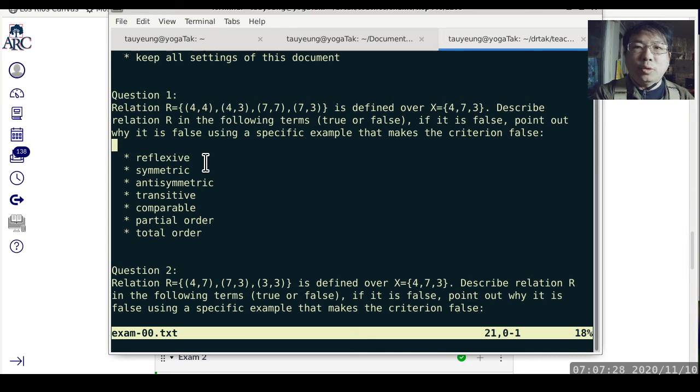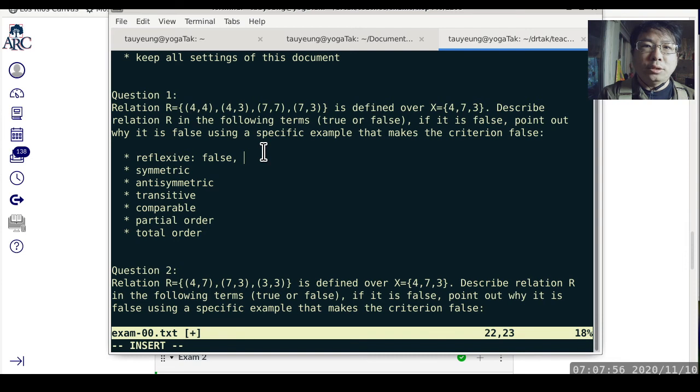In other words, what makes this relation R not blah blah blah, or whatever the blah blah blah is. Alright, so let's take a look at reflexive first. In this case, it is not reflexive. So we'll answer false first, and then for any answer that starts with a false, we also need to explain why it is not reflexive. So now the answer itself has to be complete.